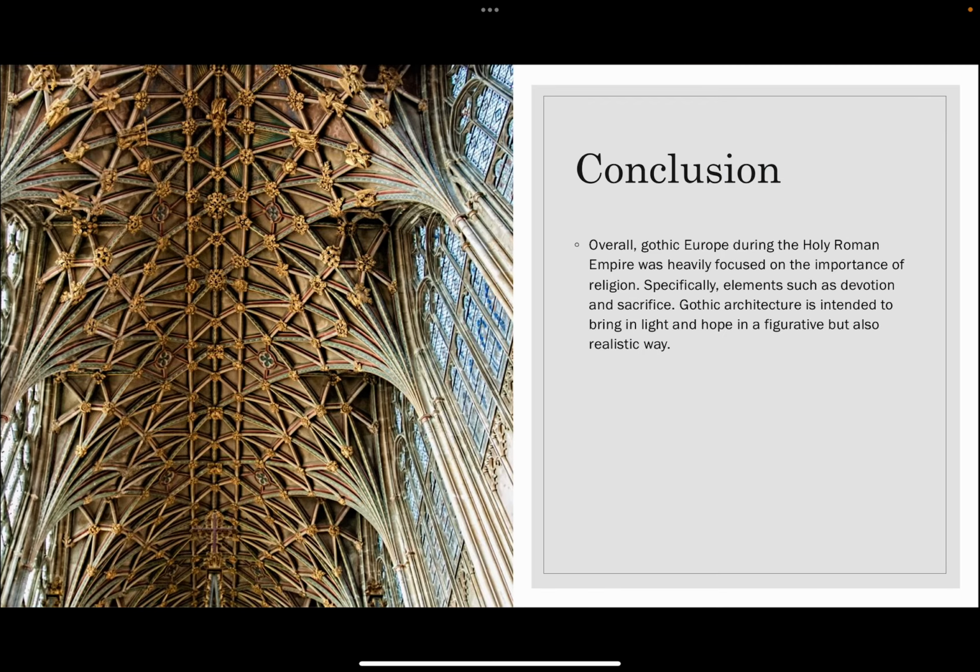And yeah, next slide. So overall, Gothic Europe during the Holy Roman Empire was heavily focused on the importance of religion, specifically elements such as devotion and sacrifice. Gothic architecture is intended to bring light and hope in a figurative but also realistic way. So I feel that overall, the word goth has a very negative connotation. Even back in the day, Gothic was used to mean barbaric, and now when we think of goth, we think dark immediately. However, the Gothic architecture was created in order to bring light physically through the windows and the high ceilings, and then figuratively with most of the structures being cathedrals and places of worship.